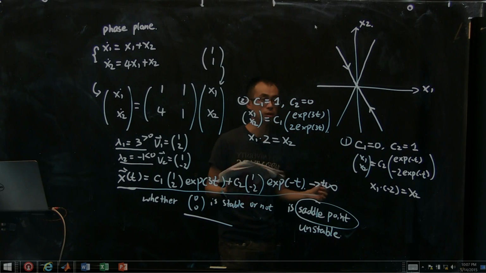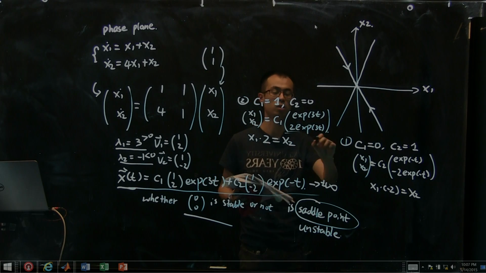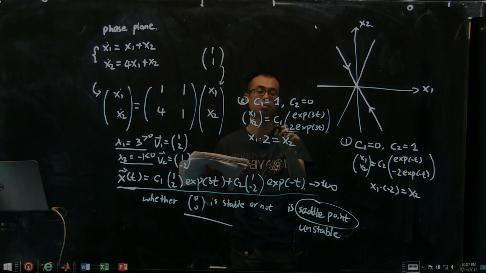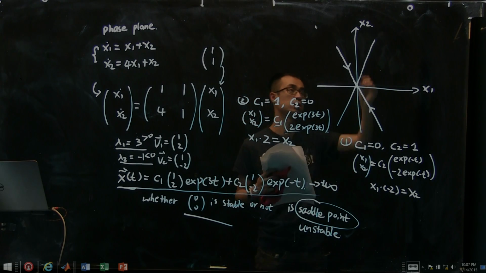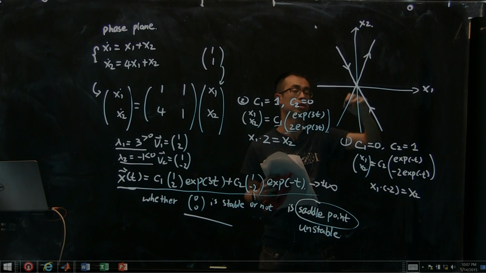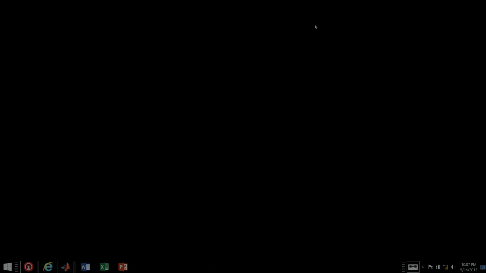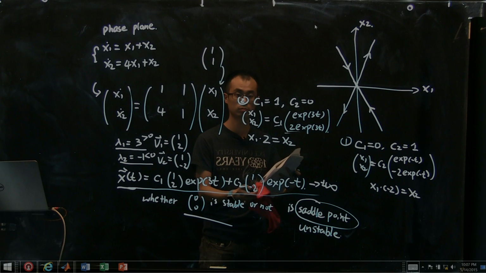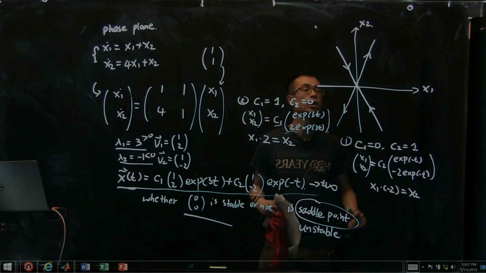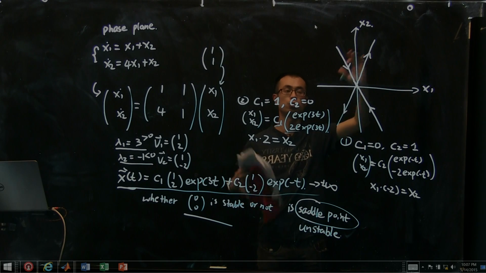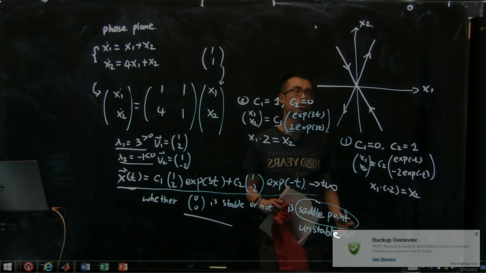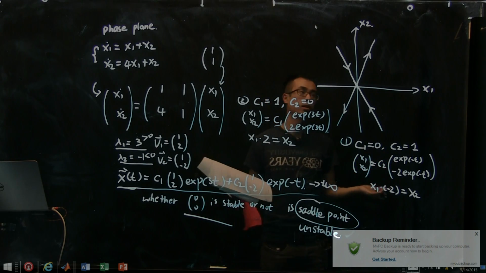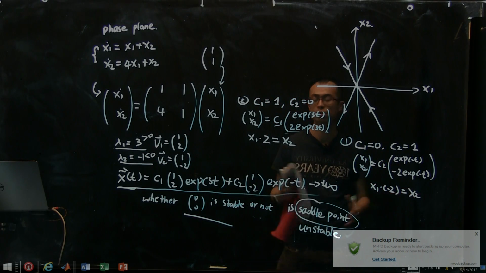And as t goes to infinity, this vector will go to either positive infinity or negative infinity, and it depends on the sign of C1. So it goes to positive infinity or the other. Right? So we know these are two very straightforward solutions. And how about other solutions with other initial conditions?